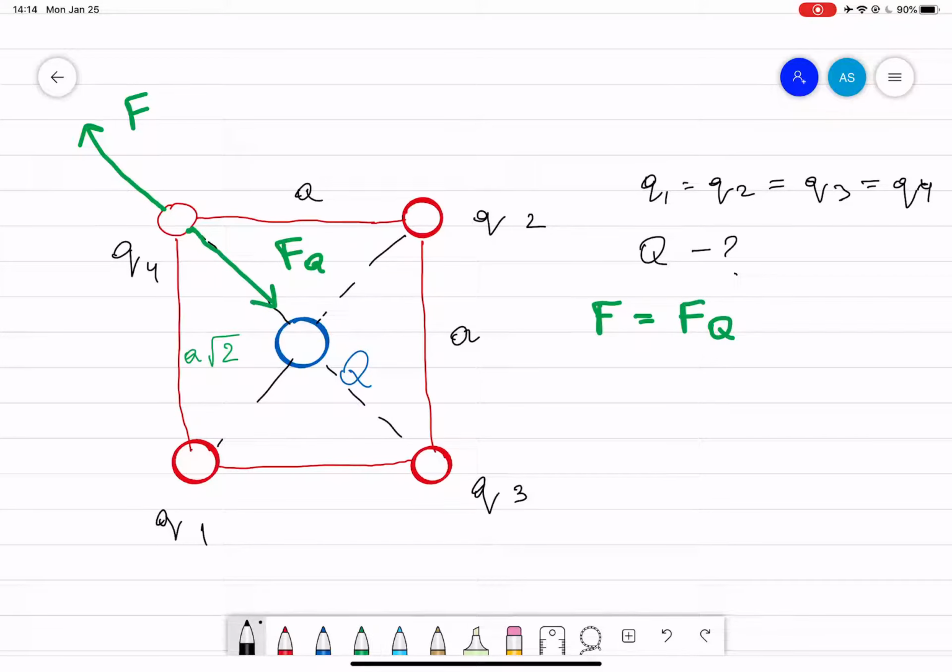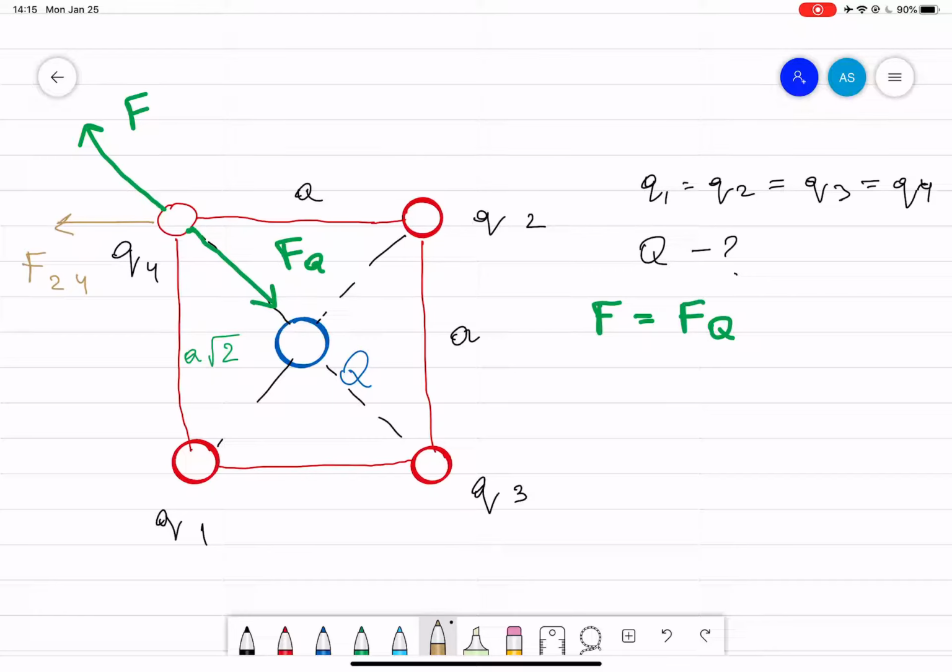Now, how can you find the F force? The F force comes from, first of all, the force between Q4 and Q2. That one is the opposite, so it's repulsive. So we have this one, which I call F24, the force between charge Q2 and Q4.